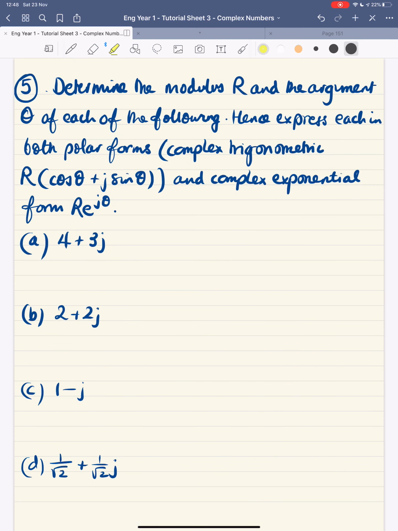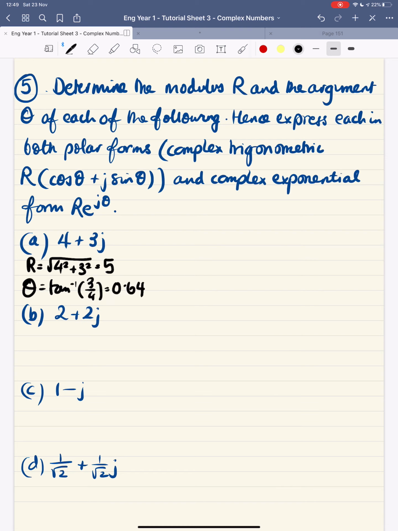Number 5. Determining the modulus r and the argument of each of the following. Okay, I'll do that first of all. So r is the square root of 4 squared plus 3 squared, which is actually 5 on your calculator. Theta is tan inverse 3 over 4, which is 0.64.